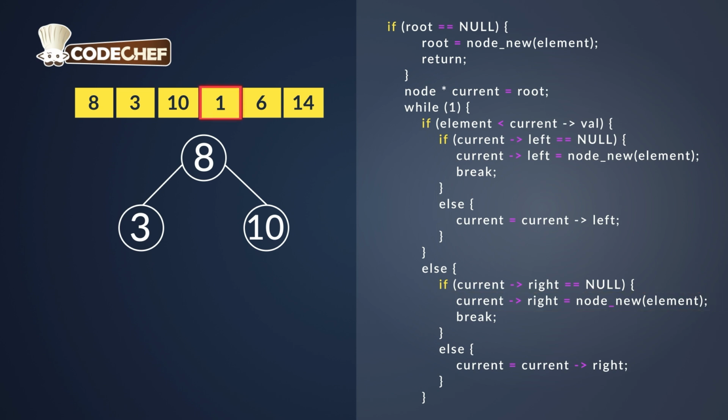Now, we insert 1. It's smaller than 8, so we move left. It's also smaller than 3, so we move left again and place it there. The loop in the code ensures we keep moving in the correct direction until we find an empty spot.